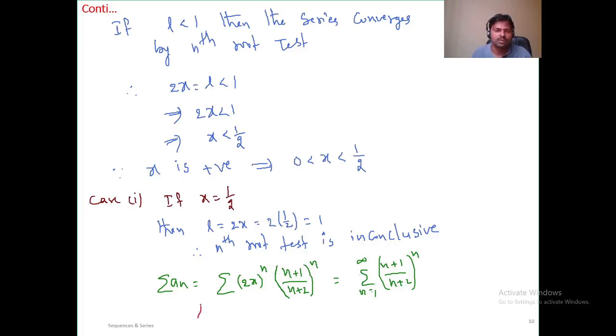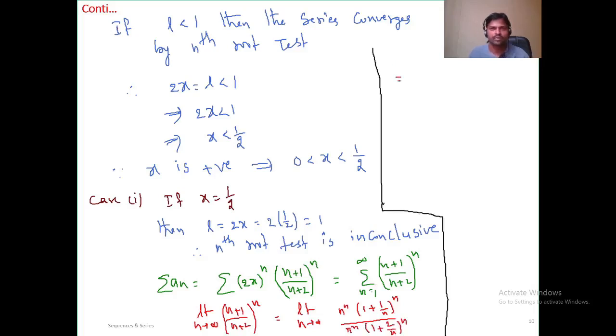Now for this test, limit n tends to infinity of ((n+1)/(n+2))^n. Here n^n is common in the numerator, so we get (1 + 1/n)^n, divided by the denominator, where n^n is also common, giving (1 + 2/n)^n. The n^n cancels out, and this is e divided by e squared. So this will be e/e², which is 1/e, not equal to 0.